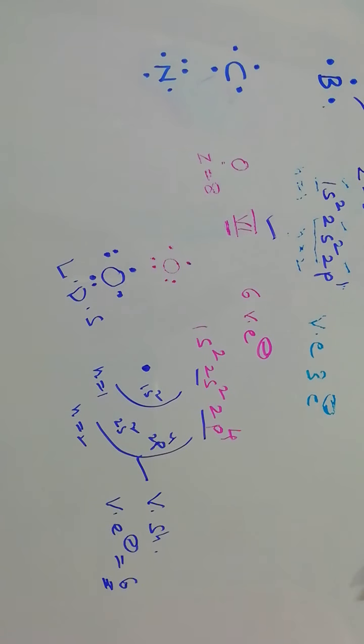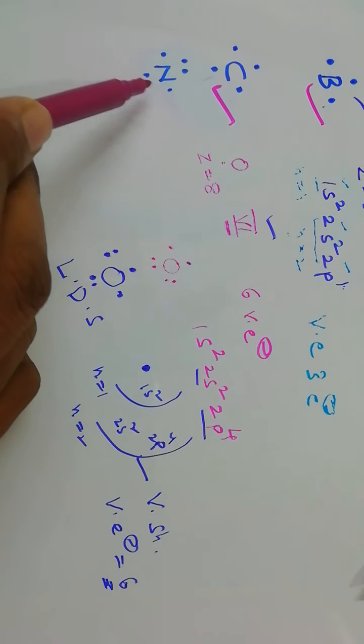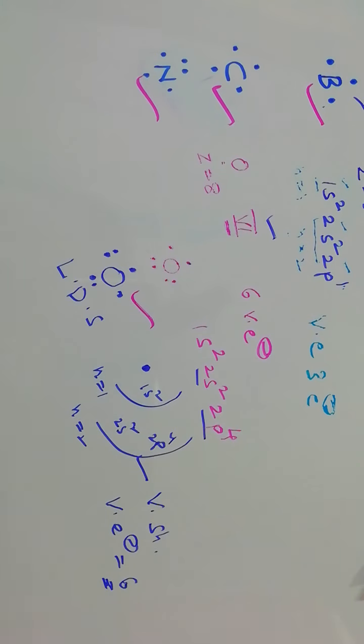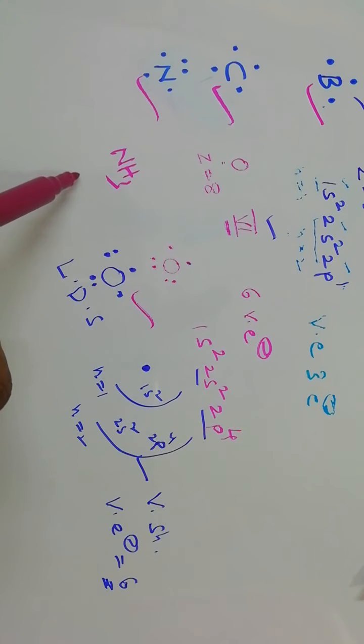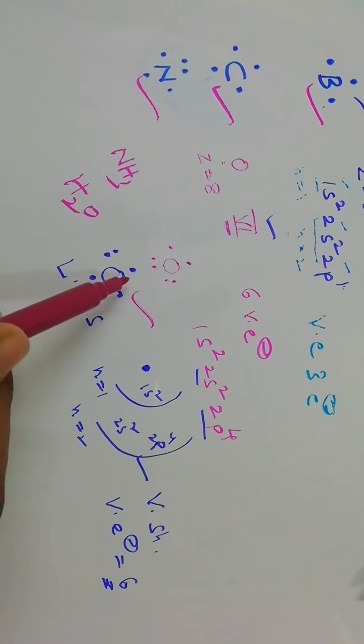Students, till now we have seen how to write the Lewis dot structure or representation for an atom of a particular element. Now in the next video we are going to discuss how to write the Lewis dot representation for molecules, for example the ammonia molecule, or the H2O molecule, or different molecules. How we have to represent the dot structure for a molecule, that's what we are going to learn in the next video.